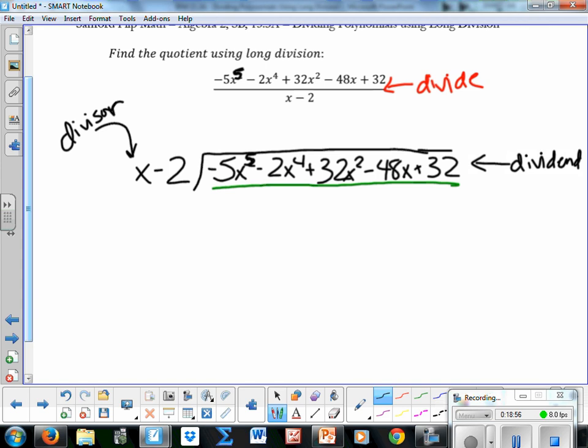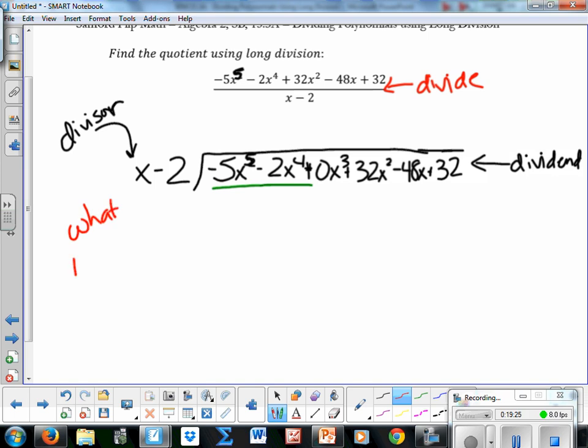So what we need to do is, since we don't have one written here, that means that the coefficient has to be 0 on the x cubed, because 0 times x cubed is 0. So that's why it's not written in our problem. But we want to make sure that we include it. And you'll see it'll make more sense in a little while, but we don't want to miss one of those terms.